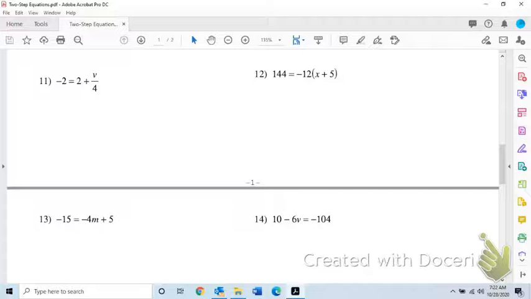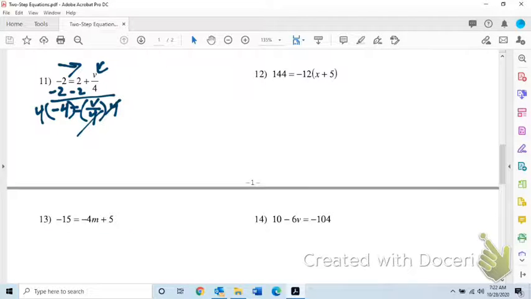So, number 11, again, looking to isolate that v, so we want to work outside in. We're going to subtract 2 from both sides. Negative 2 minus 2 is negative 4. 2 minus 2 is 0, and that leaves us with v over 4. V over 4 is the same thing as v divided by 4. How do we get rid of division? We multiply. So we multiply both sides by 4. That cancels out over there and gives us negative 16 equals v.